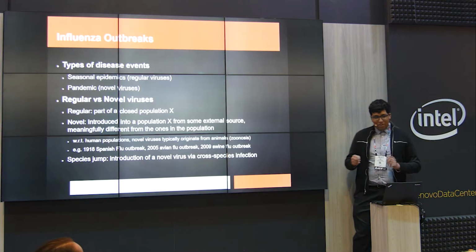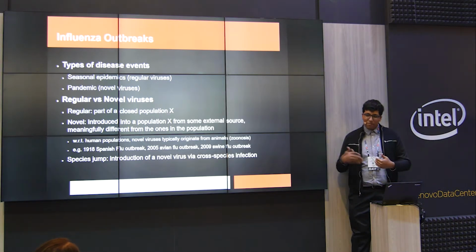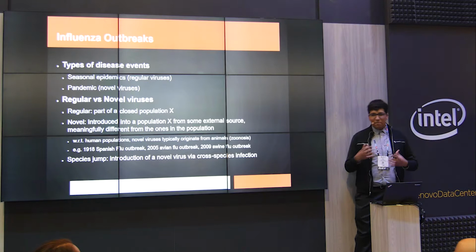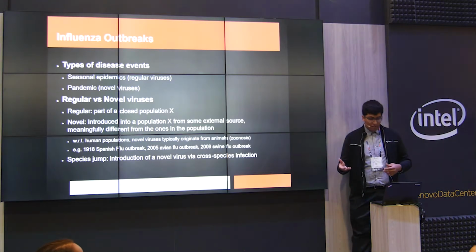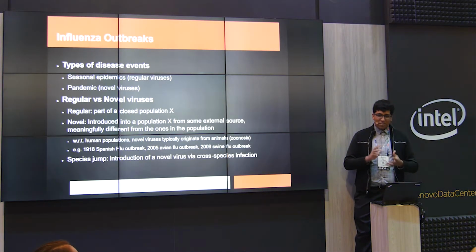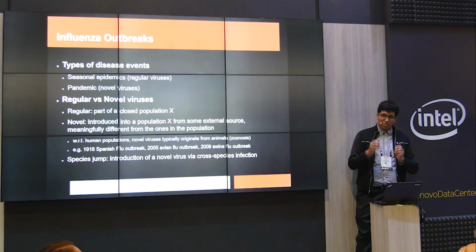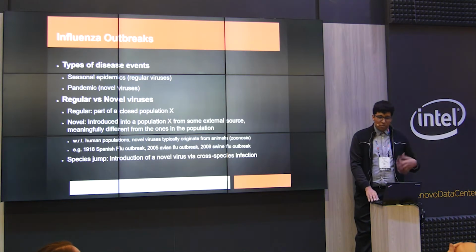So when talking about flu outbreaks, we have two main types of events. We have the seasonal epidemics, which are the year-to-year flus that you get vaccinated for, and then we have pandemic events like the 2009 swine flu outbreak. And the difference between the two comes down to regular versus novel viruses. So regular viruses are essentially circulating in a closed population. It's the same variant of the flu that you get every year, just with different mutations. But a novel virus is a virus that's completely new. It comes in from some external source, and as a result, is usually able to infect a population very well. Usually, by this we mean that it comes from animals like birds or pigs.